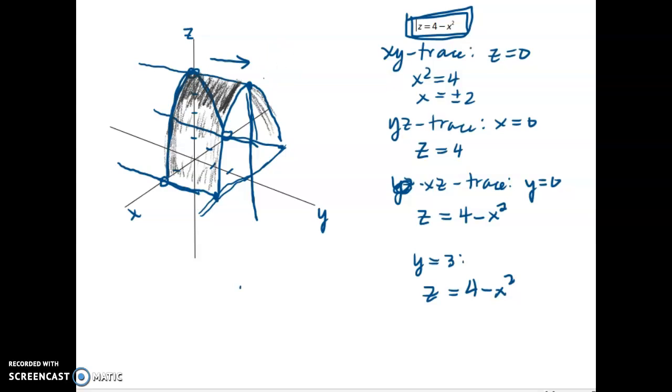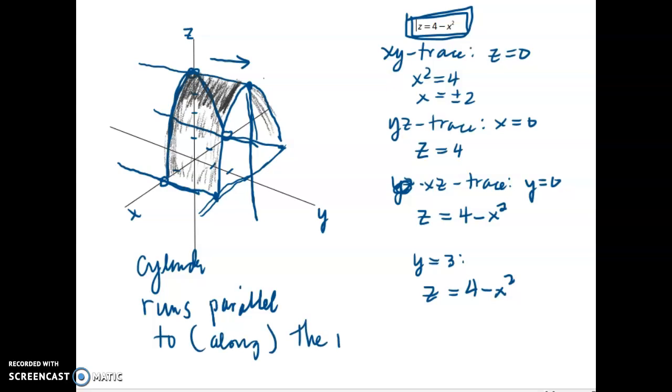This is an example of a cylinder, a parabolic cylinder in fact, and it runs parallel or along the y-axis. That's always going to be the case when you have an equation in two of the three Cartesian variables x, y, and z representing a surface. The missing variable turns out to be the one whose axis the cylinder runs along, or parallel to.